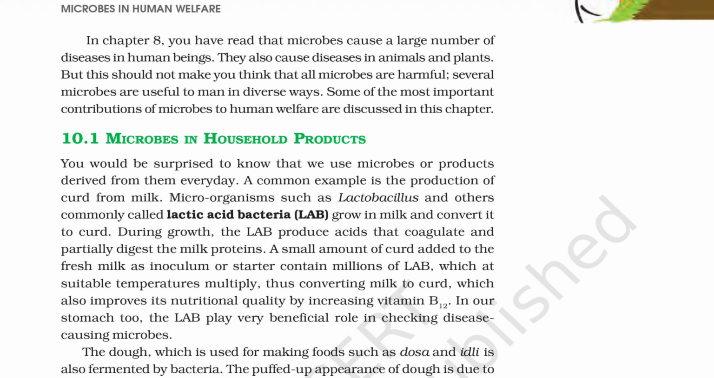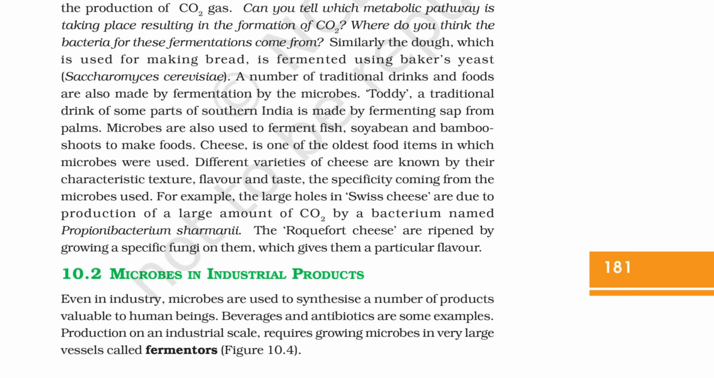The dough, which is used for making foods such as dosa and idli, is also fermented by bacteria. The puffed-up appearance of dough is due to the production of CO2 gas. Can you tell which metabolic pathway is taking place resulting in the formation of CO2? Where do you think the bacteria for these fermentations come from? Similarly, the dough, which is used for making bread, is fermented using baker's yeast, Saccharomyces cerevisiae.